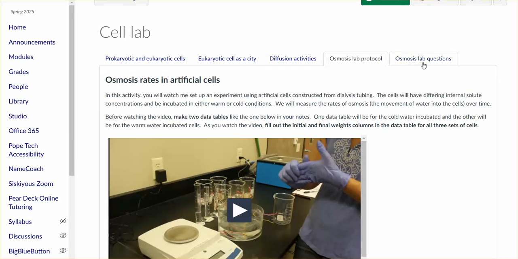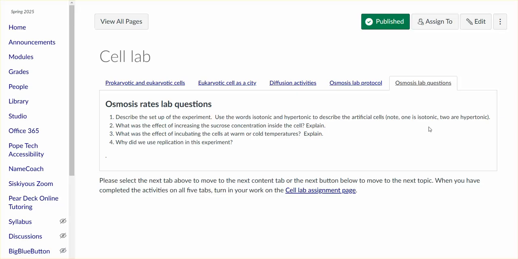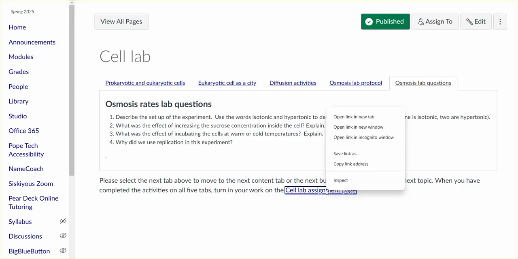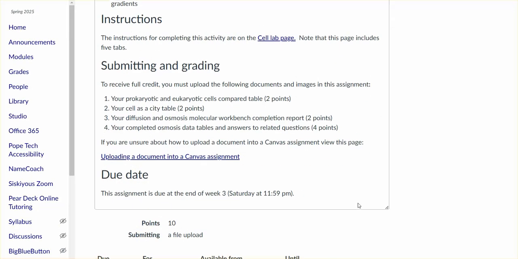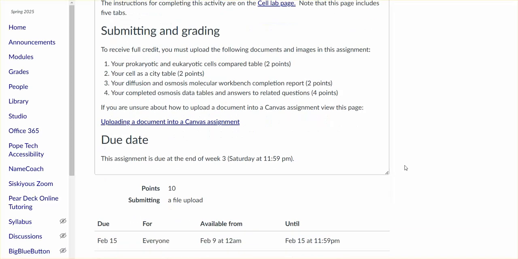And then you're going to answer these questions about the data from your data table. You're going to turn everything in here. So your two tables, your molecular workbench completion PDF, and then the answers to those questions about the data in your osmosis lab tables.